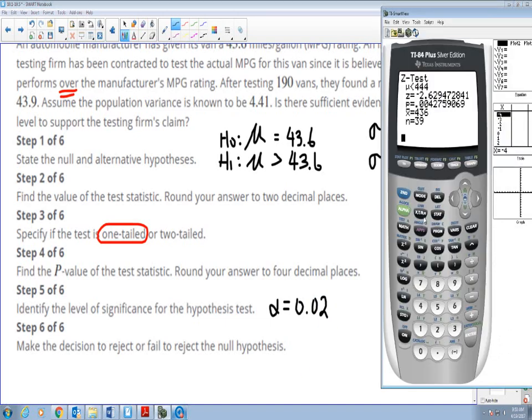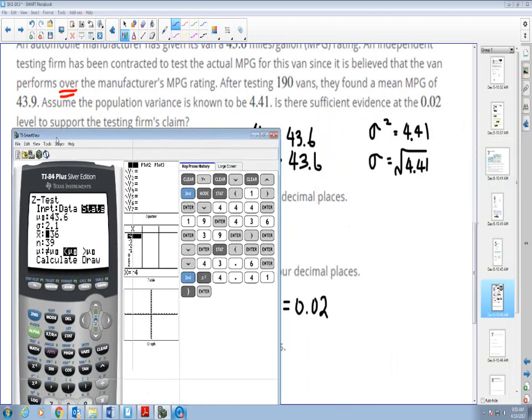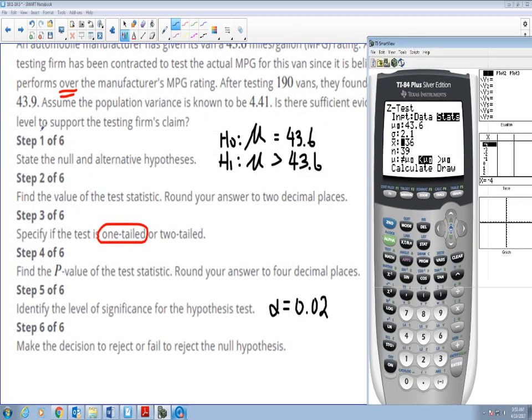All right, so let's punch this in. Stat, test. Since I know my population standard deviation, we will do the z-test. This time the mean that I'm testing is 43.6. Standard deviation, square root of 4.41, that's 2.1. The sample mean is 43.9 after the 190 vans. That's why they feel it is overperforming. Sample size 190. Press enter. Go to right tail test. Enter. Go to draw, which will draw the picture for you.